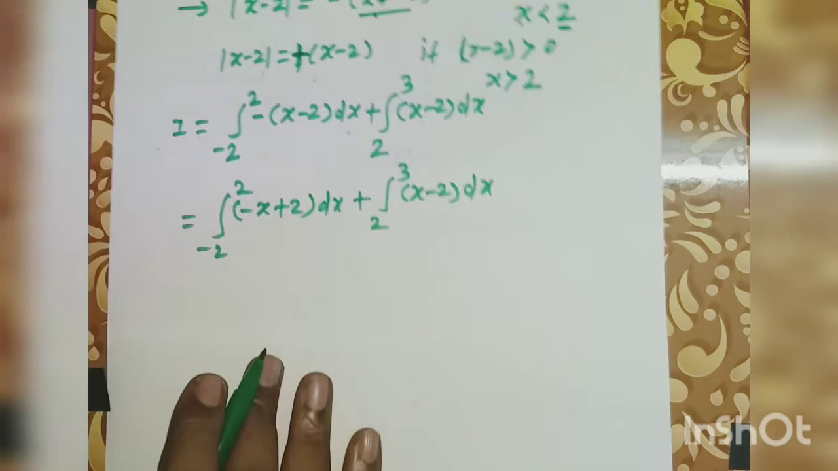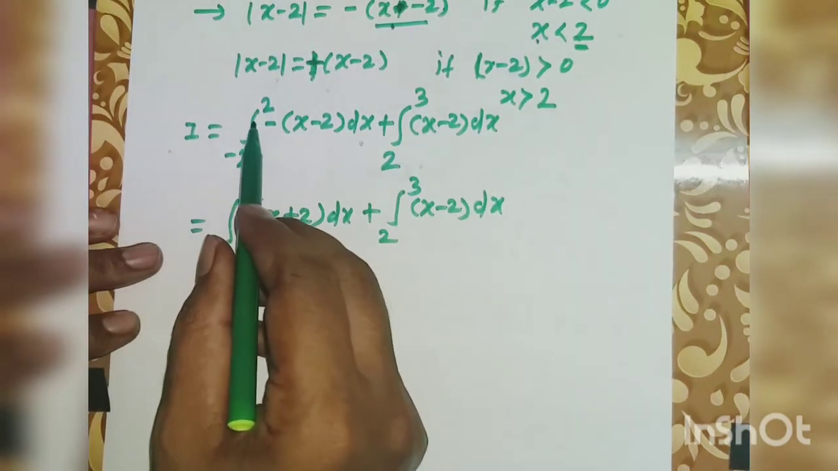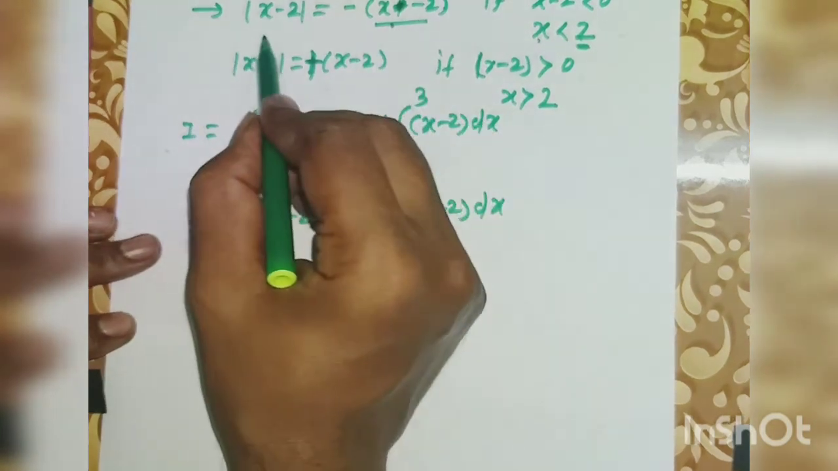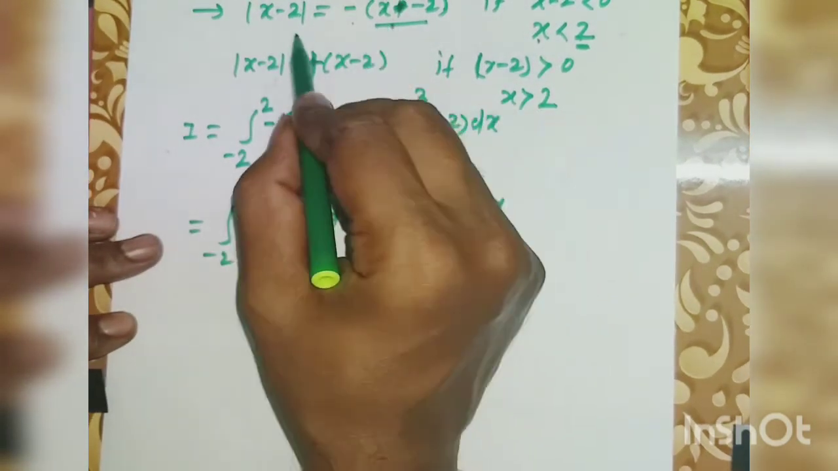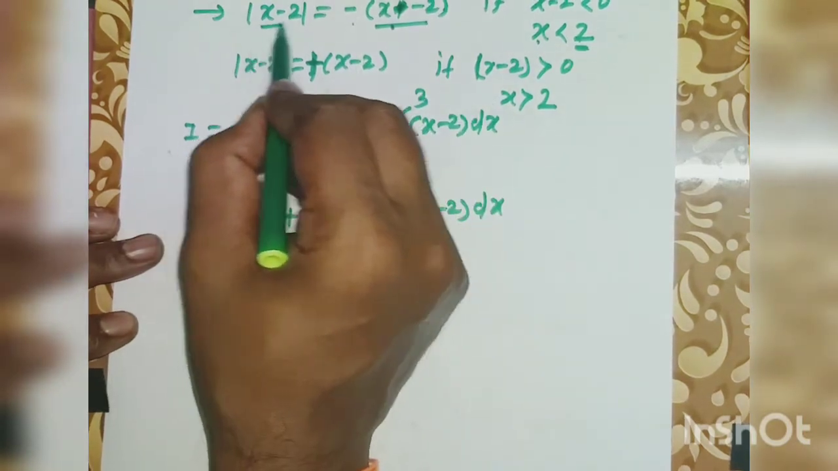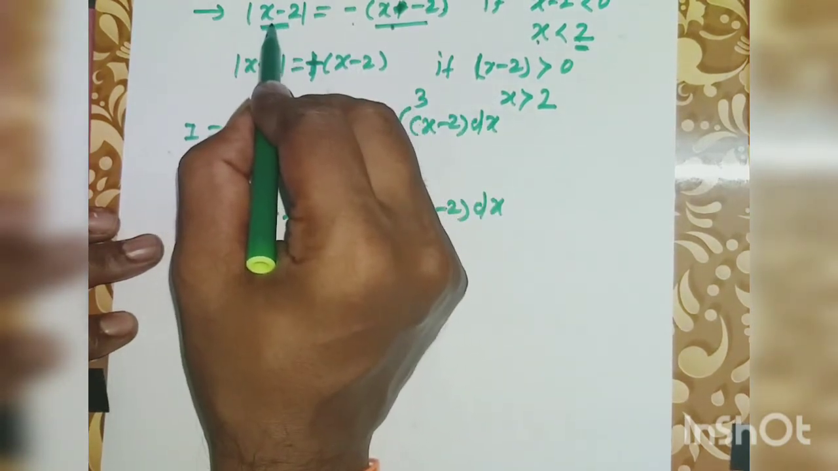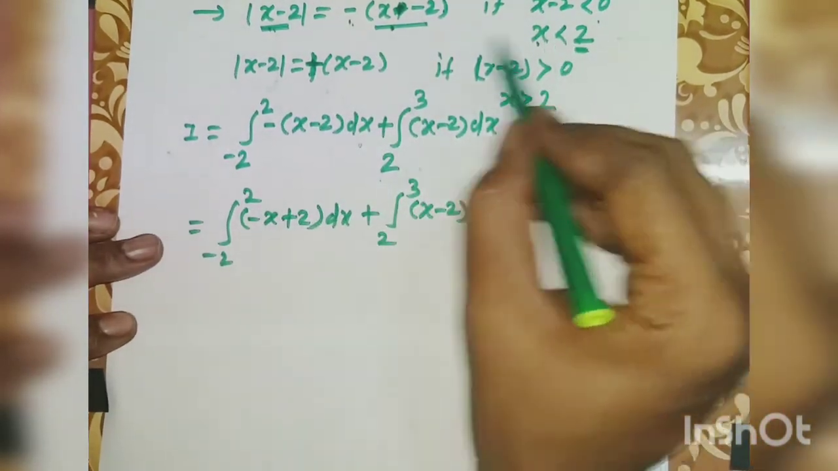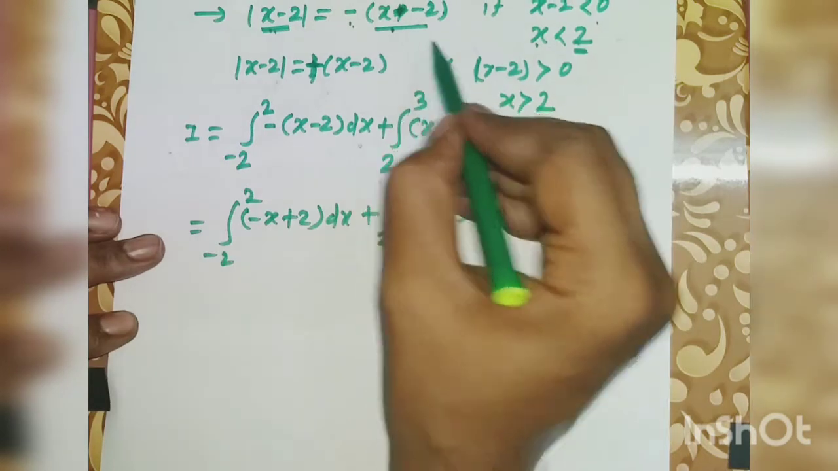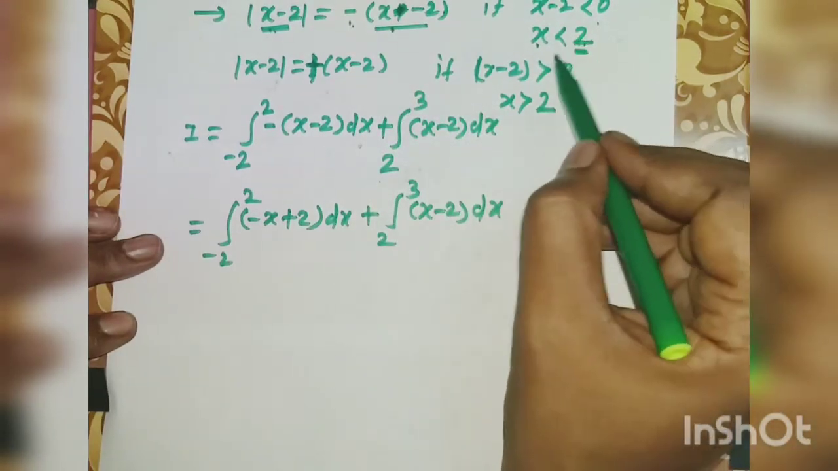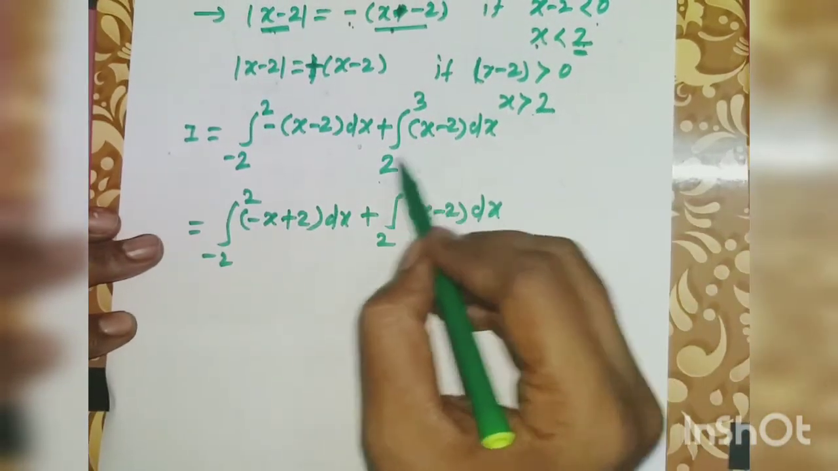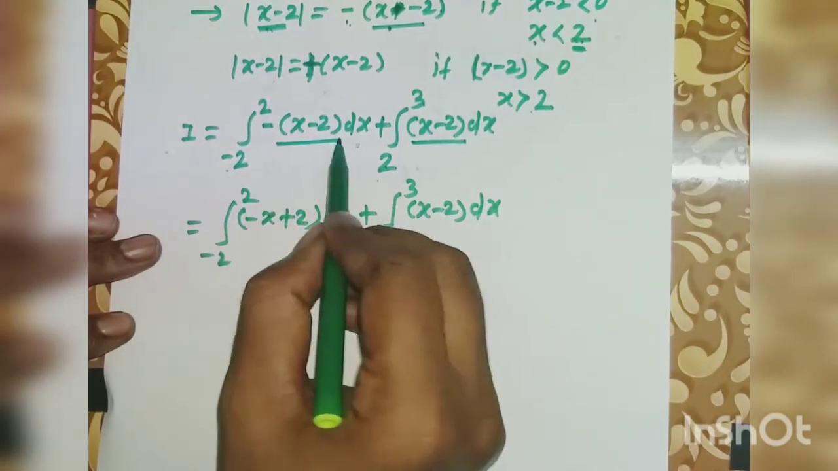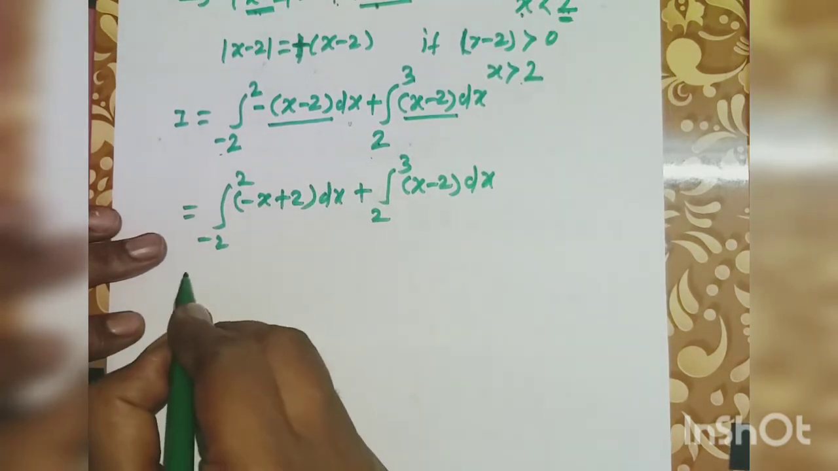Now again we split the integral, minus 2 to 2 and then 2 to 3, because there are two possibilities of modulus, plus or minus. If its value is positive, then it is greater than 0, and negative less than 0. That means this modulus value is negative if x is less than 2, value is positive if x is greater than 2. From 2 to 3 its value is positive, from minus 2 to 2 its value is negative. Then take its integration.